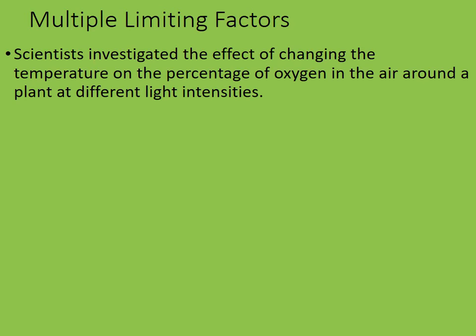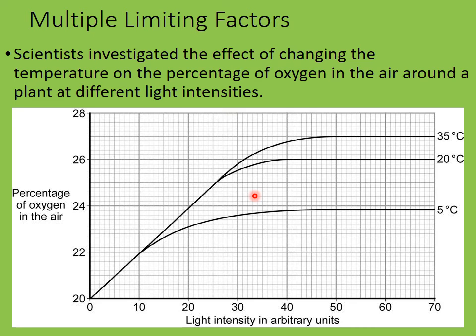Now, one of the other bits that you need to be able to talk about is about if you have a graph which has multiple lines on it. So it would look a little bit like this. So here we've got light intensity, so we can see that we're increasing the light intensity. We've got the percentage of oxygen in the air, so this is a measure of the rate of photosynthesis because the more oxygen there is, the more photosynthesis has happened. And then we've got 3 lines for the reaction occurring at different temperatures.